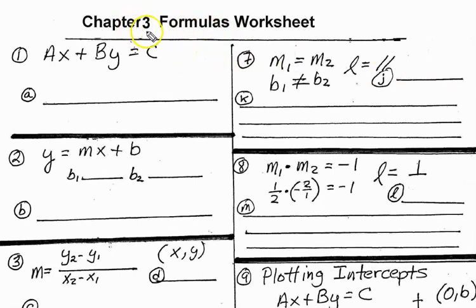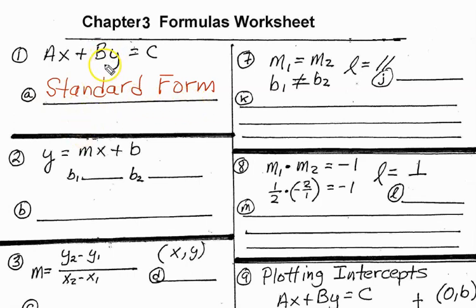in chapter 3. So this first formula here, some of you may know the name. This is a linear equation in two variables in what we call standard form. So the linear equation in two variables, when it's like this, is referred to as standard form.